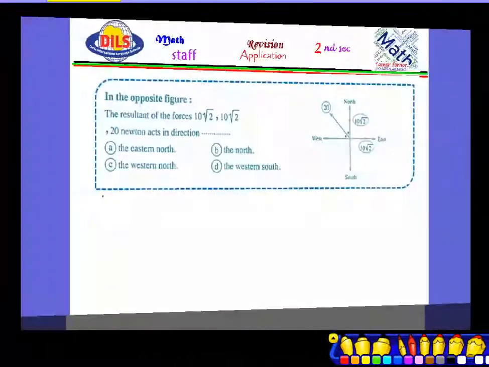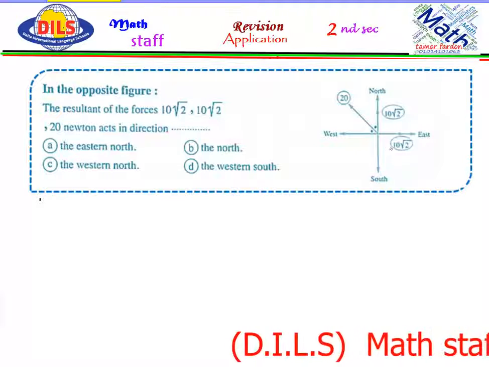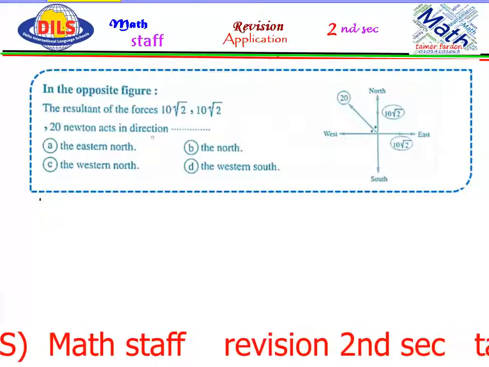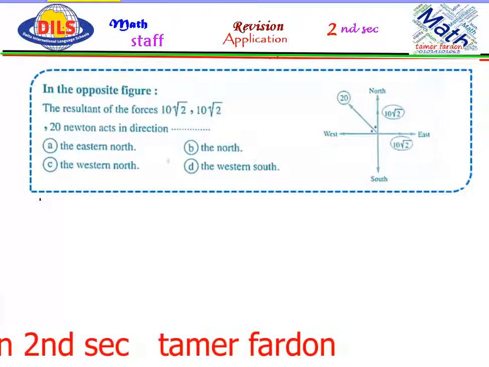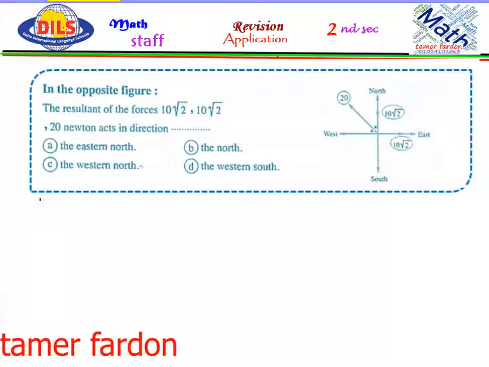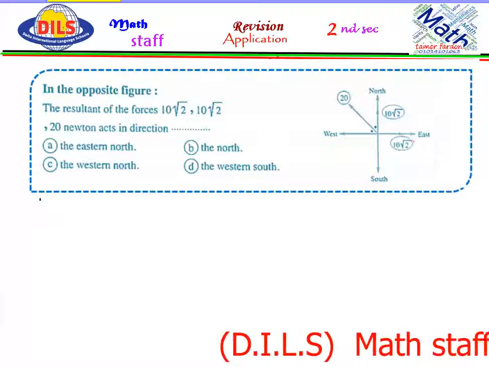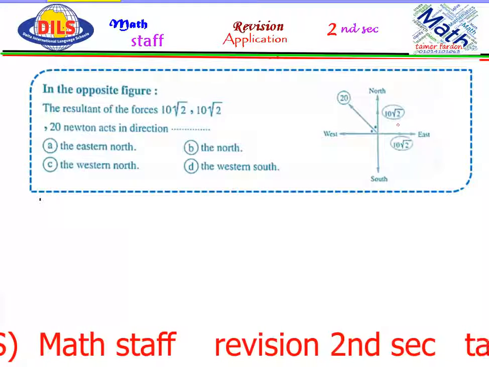The next, in the opposite figure, the resultant of the forces 10 root 2 and 10 root 2 and 20 Newton acts in the direction of eastern and north, the north, western and north, western and south. Okay. Let's find the resultant of the two forces 10 root 2 and 10 root 2 first.